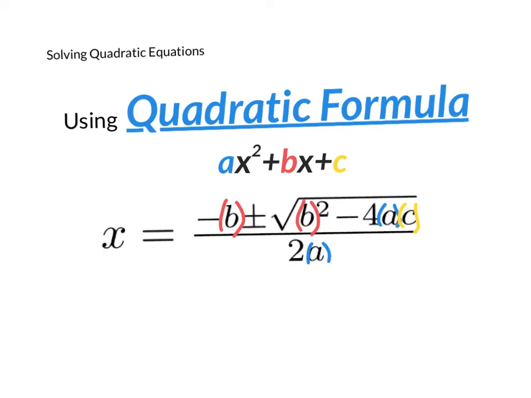And again, all we're doing is plugging these in. Everywhere you see a b, you're going to plug in the coefficient with the x. Everywhere you see an a in the quadratic formula, you plug in the coefficient with the x squared. And of course, where you see the c, that's where you plug in the c. So in this video, I'm just going to show you how to set up the quadratic formula with a couple of examples.